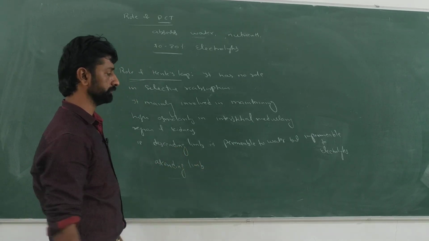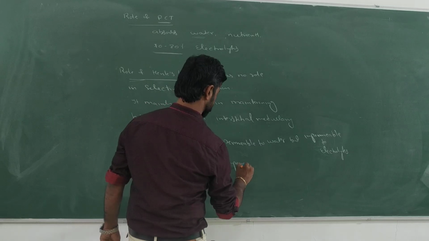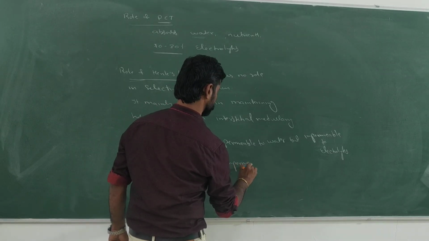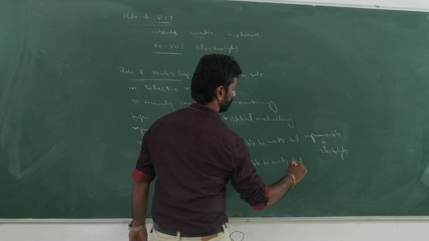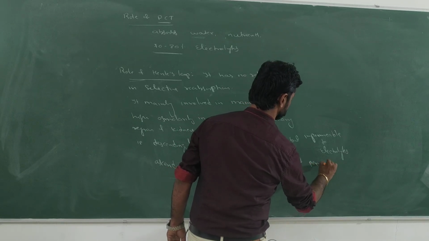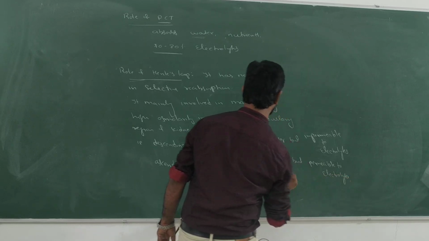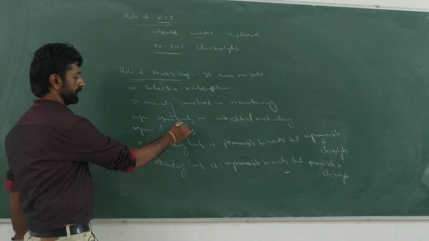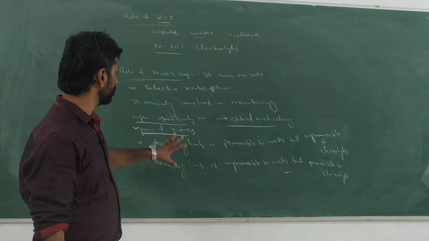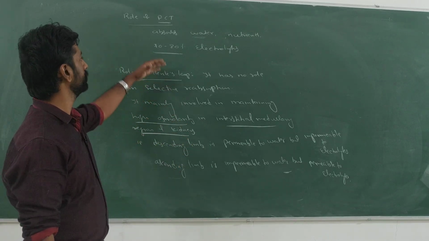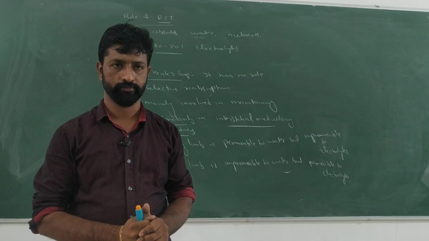What happens in the ascending limb? This ascending limb is impermeable to water, but permeable to electrolytes. In this manner, it helps in maintenance of high osmolarity in the interstitial medullary region of the kidney. This is the role played by the loop of Henle. So it is not involved in any activities with respect to the selective reabsorption. Any doubt in this one?